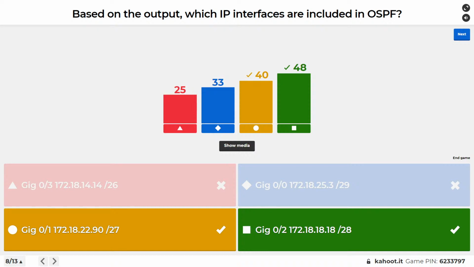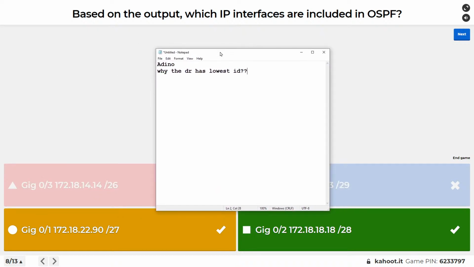Before we take a look at why the answers here are correct, Adino asked a really good question from the previous graphic. This is from the OSPF question. And I love it when people are looking at output and say, wait, why is that? Because that question of discovery, like, why is that?